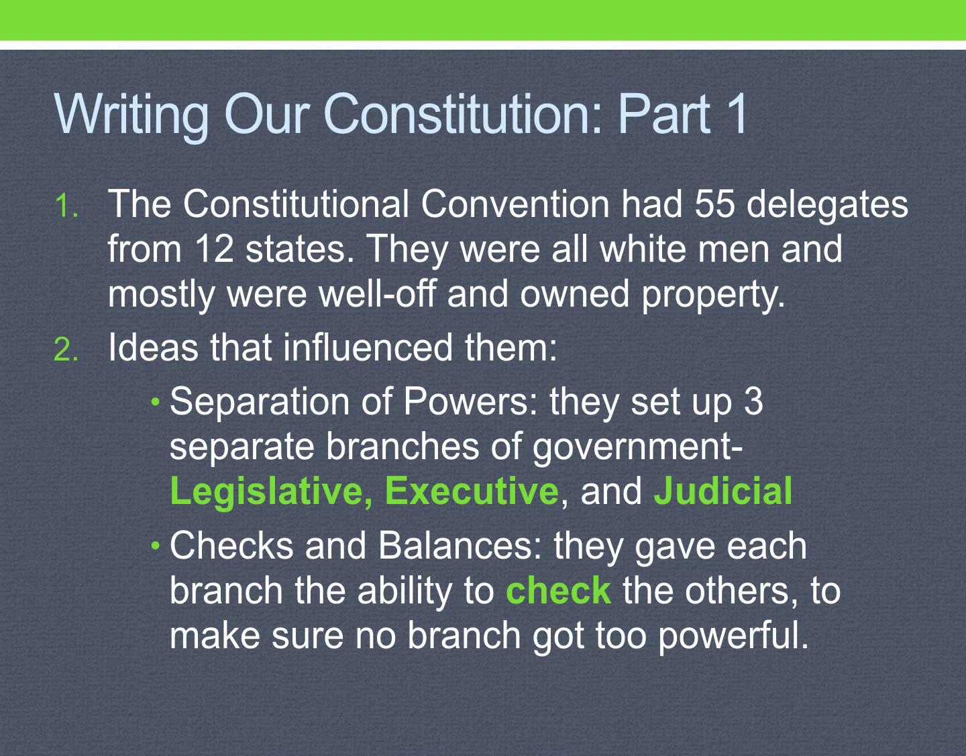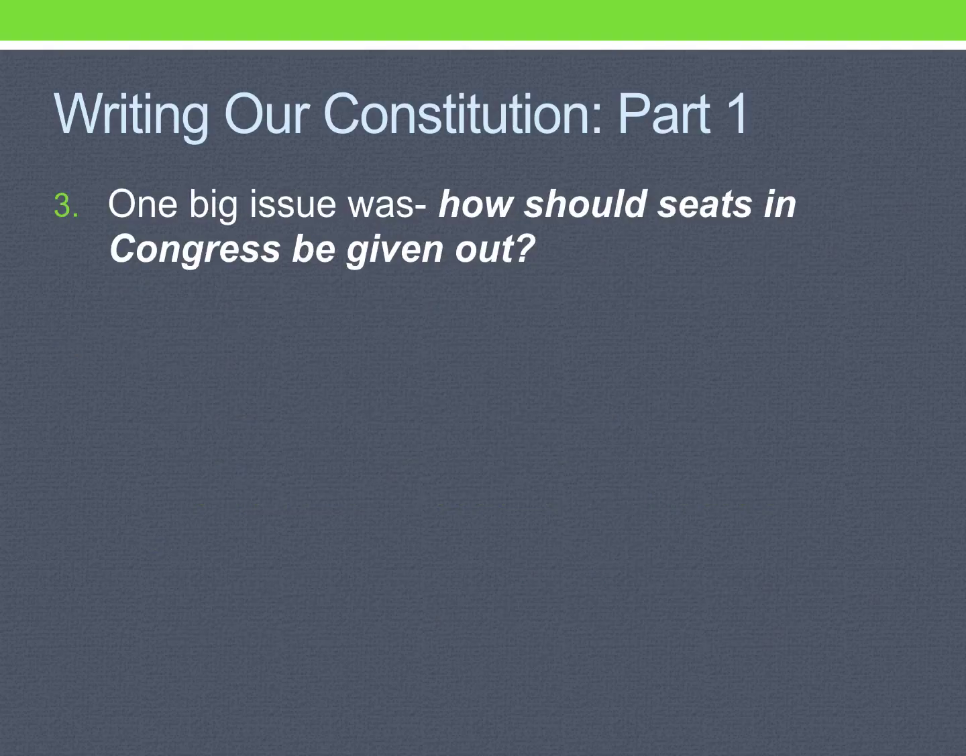Now, when these 55 men get to the Constitution, they don't show up in total agreement, right? There's a lot of things they're going to argue about. So we're going to look in particular at 3 big issues that these delegates had to address. The first one had to do with representation, or how should seats in Congress be given out. Under the Articles of Confederation, all 13 states were equal. They all got 1 vote.